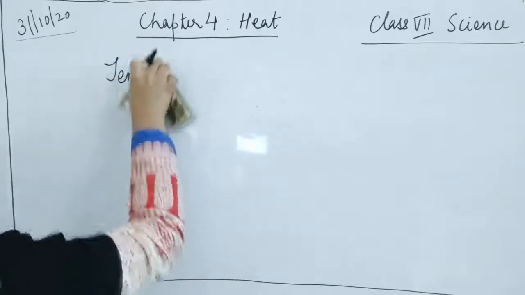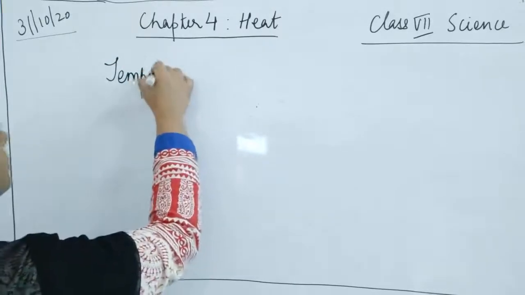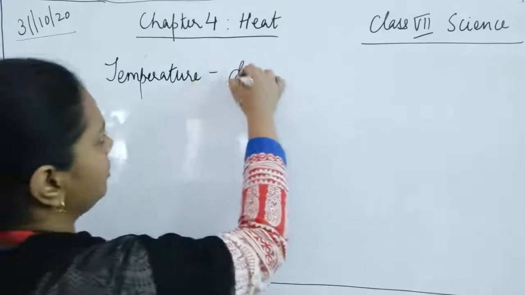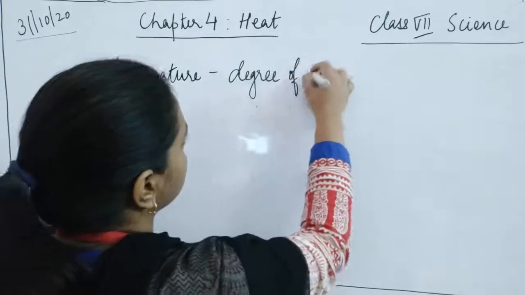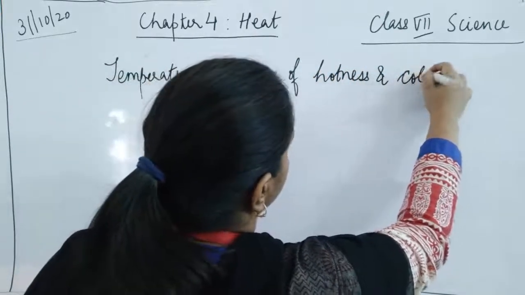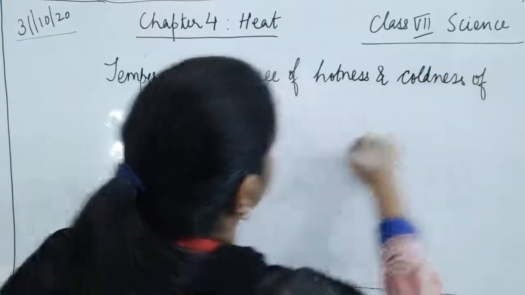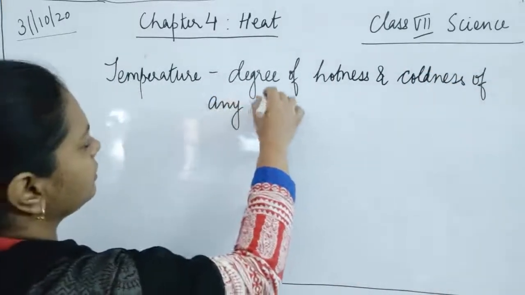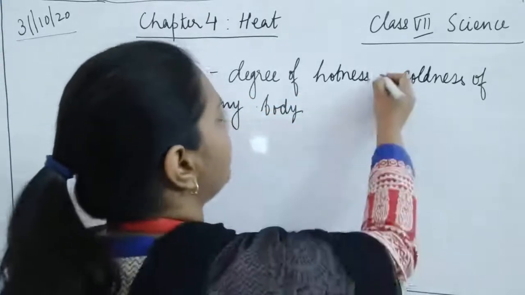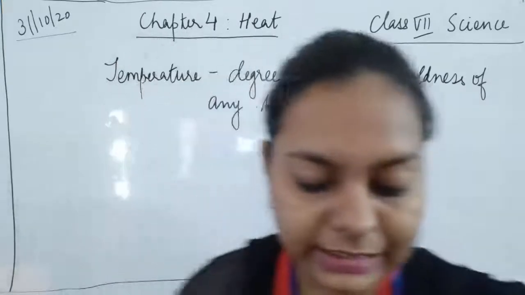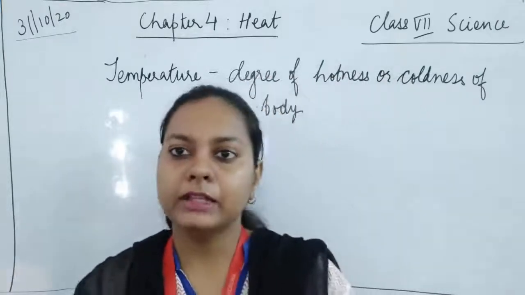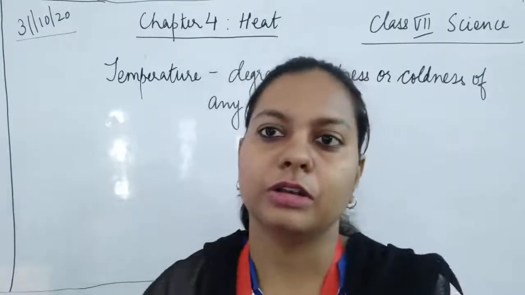Temperature is the degree of hotness and coldness of any object. It could be hotness or coldness, because a particular object cannot be hot and cold at the same time. Either that object would be hot or it would be cold.